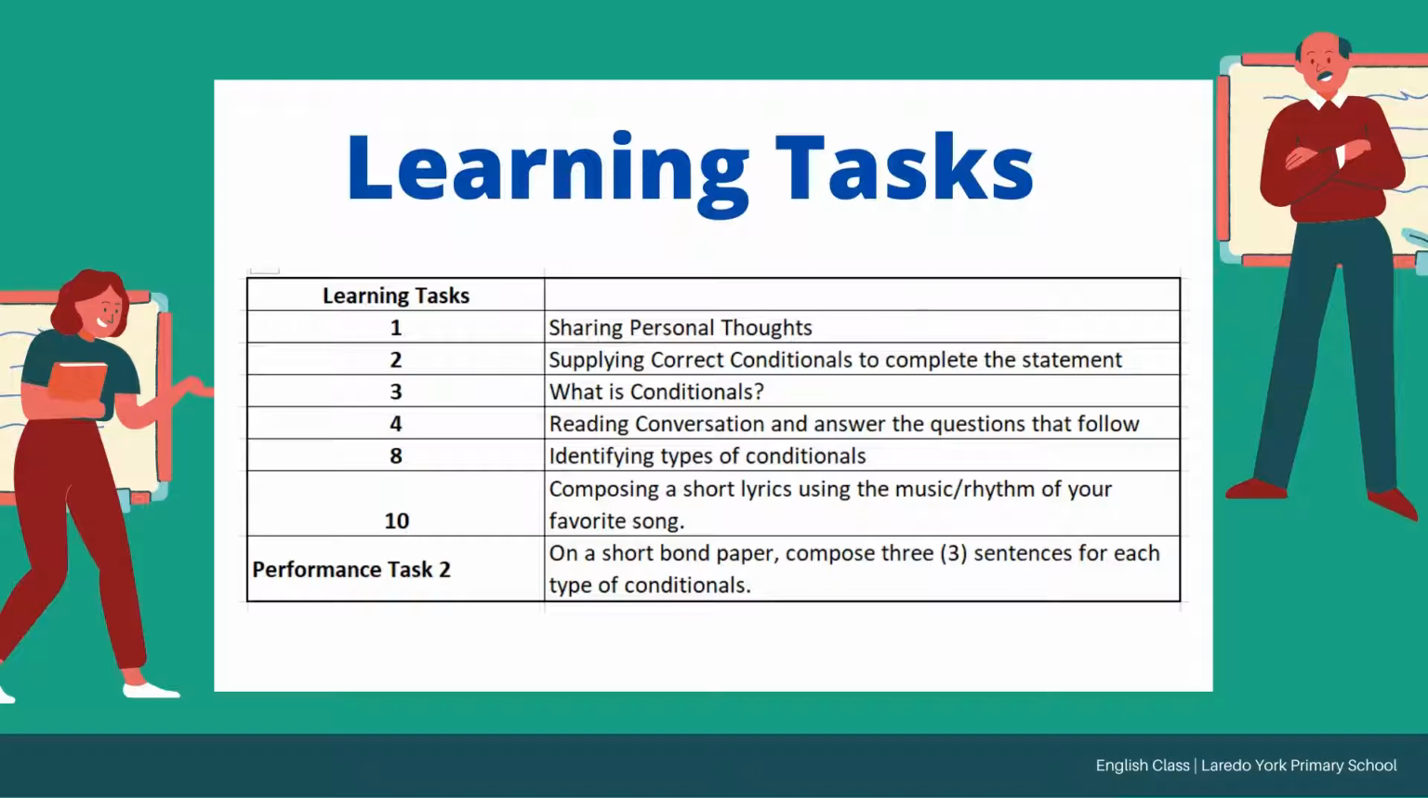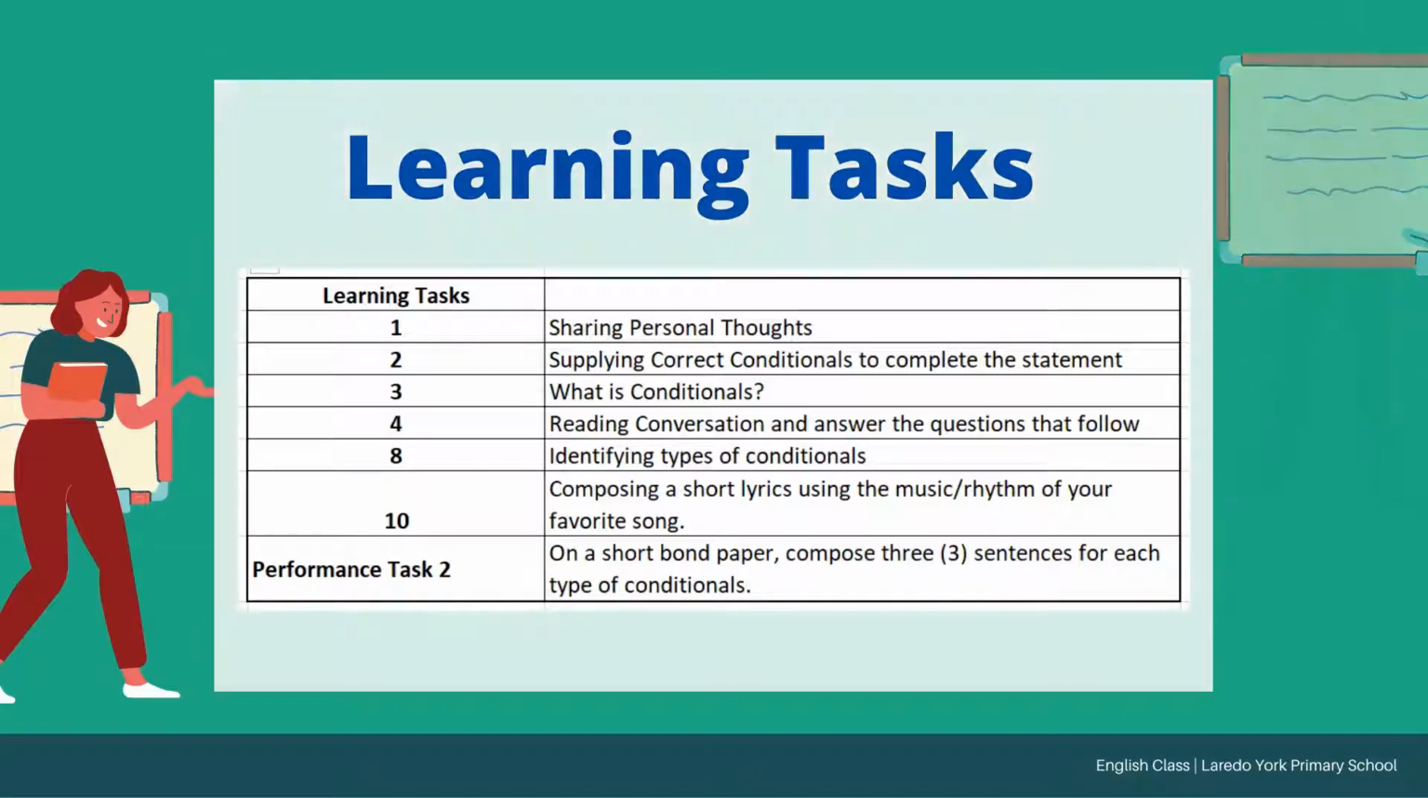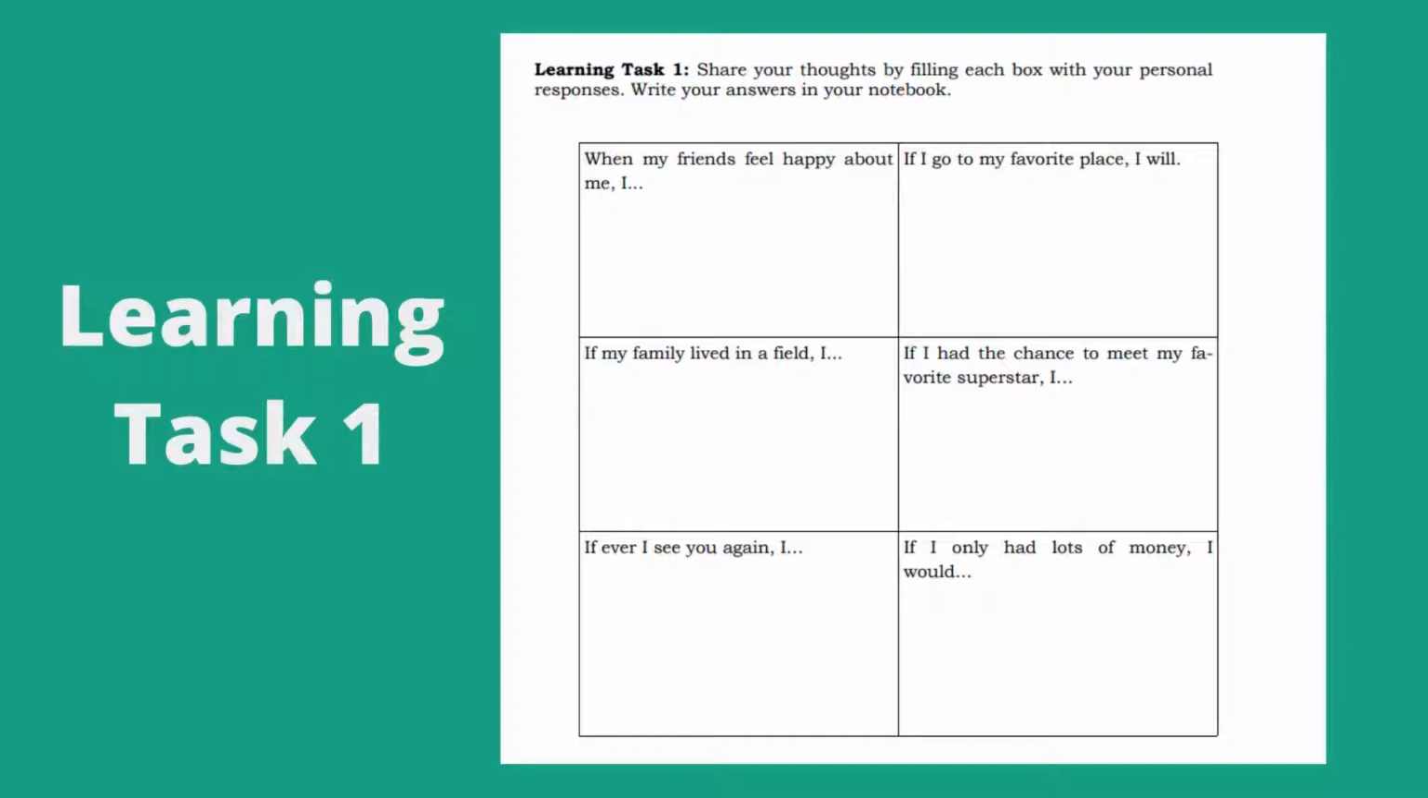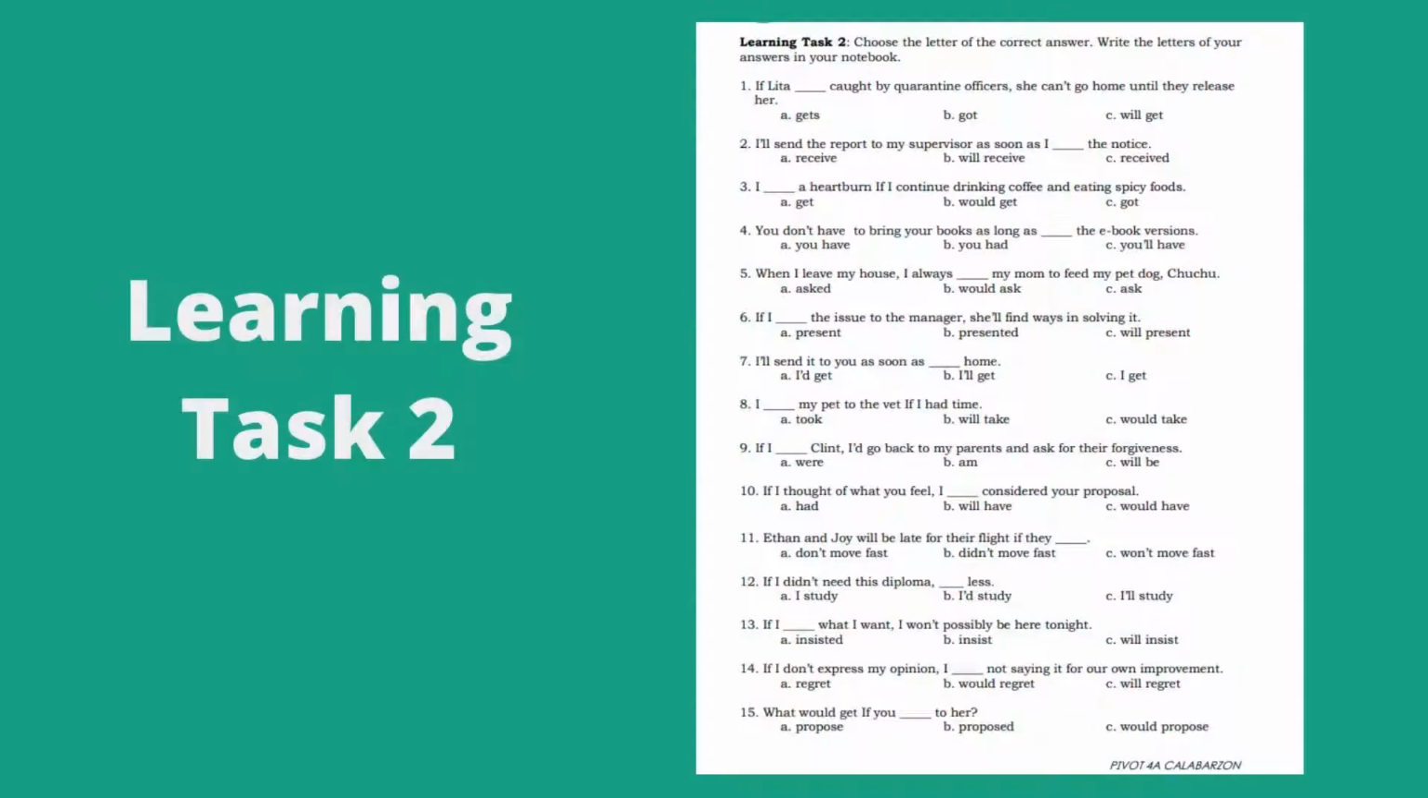You may also refer to your WHLP. This is the learning task 1. All you have to do is to share your thoughts by filling each box with your personal responses. Copy and answer. This is the learning task 2. Choose the letter of the correct answer. Write the answers only on your paper.